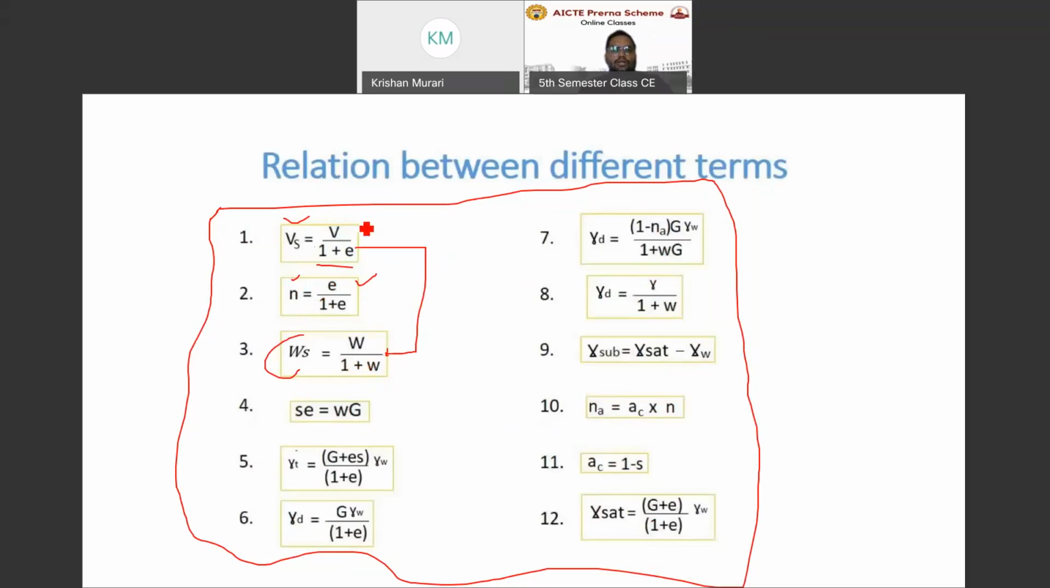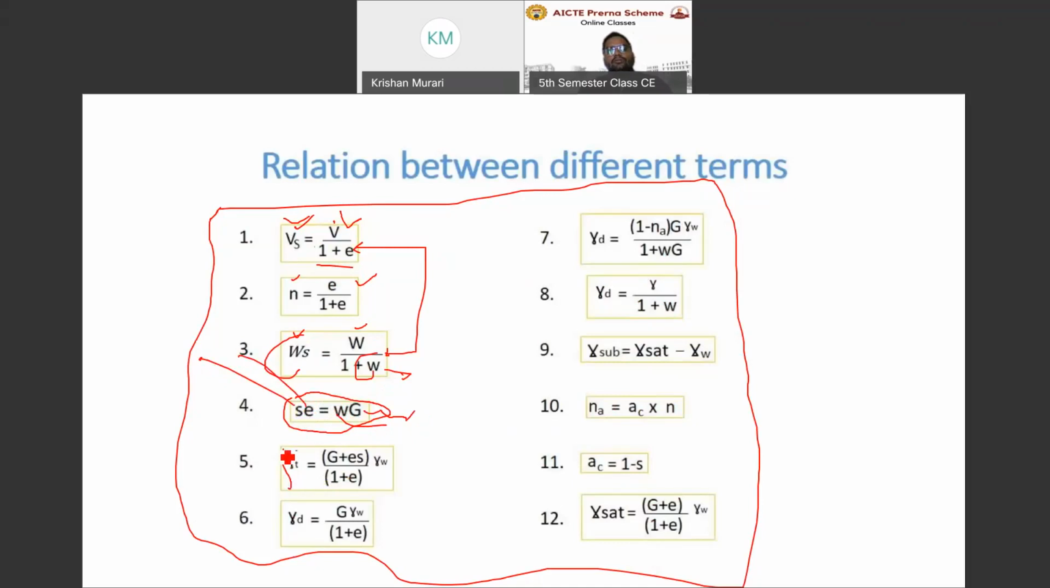These formulas look the same. Either here we consider the volume of solid, or here we consider the total volume. Because here we consider the weight of the solid, and here we consider the weight of soil. Here we represent e, or here we consider w. w is the water content here. That formula is also very important. S e equals w G, where S is the degree of saturation, e is the void ratio, w is the water content, and G is the specific gravity of the solids.